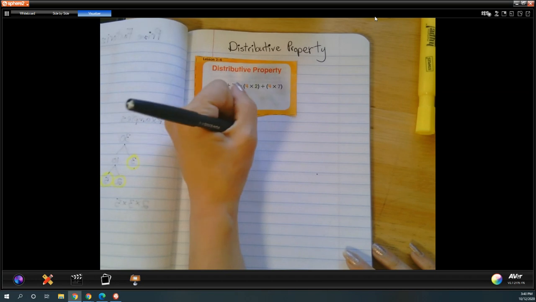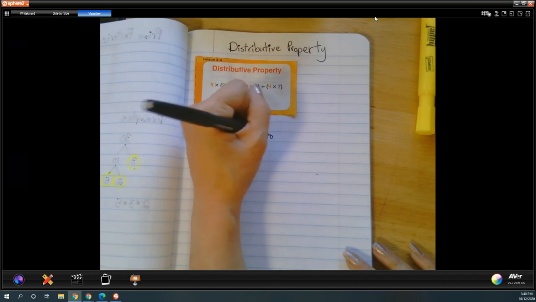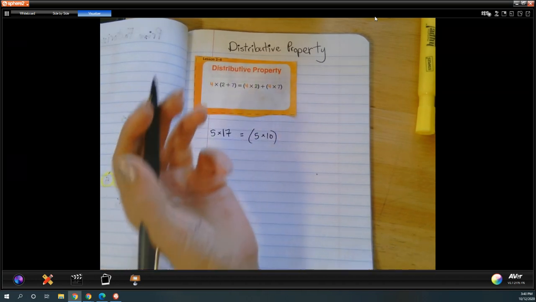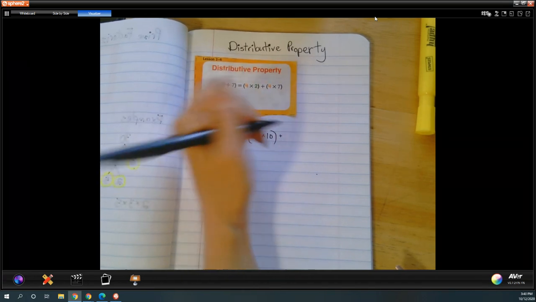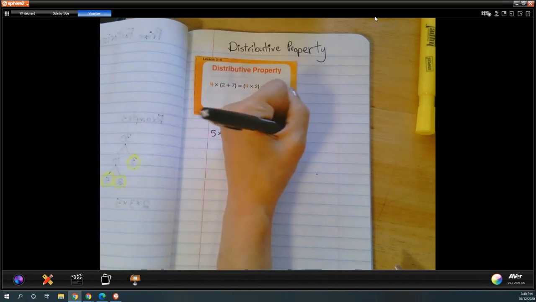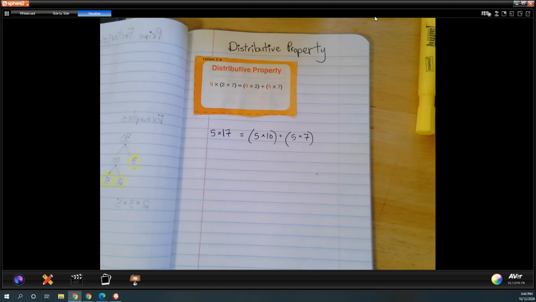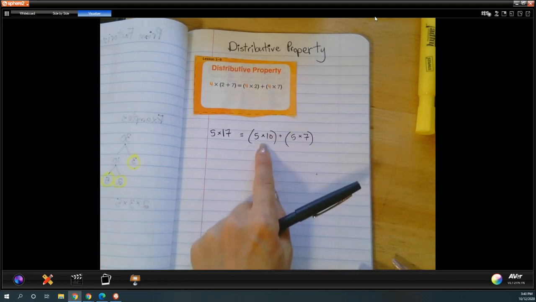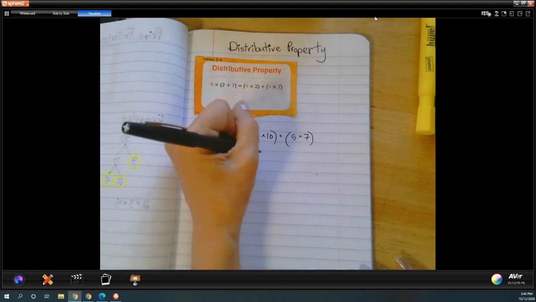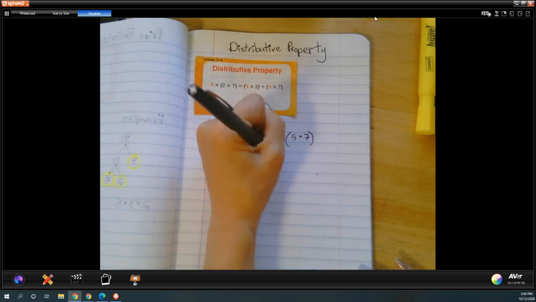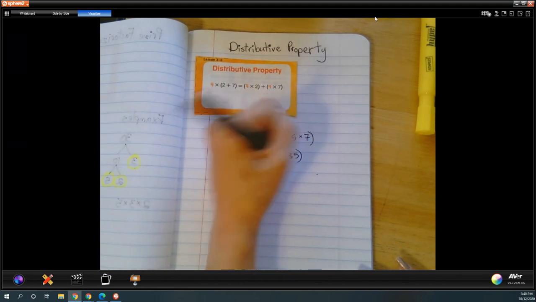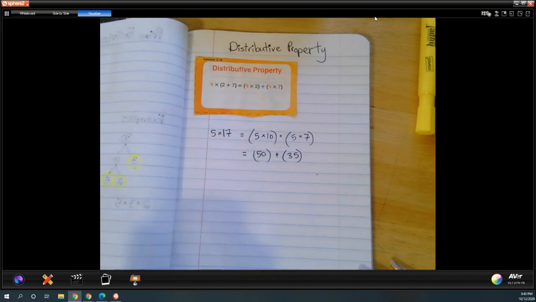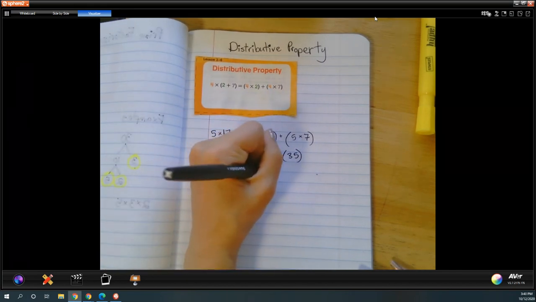This is the same as saying 5 times 10 plus 5 times 7. I do know my 10s and my 7s. So I can quickly go, 5 times 10, that is 50. 5 times 7, that is 35. I can add these together for a total of 85.